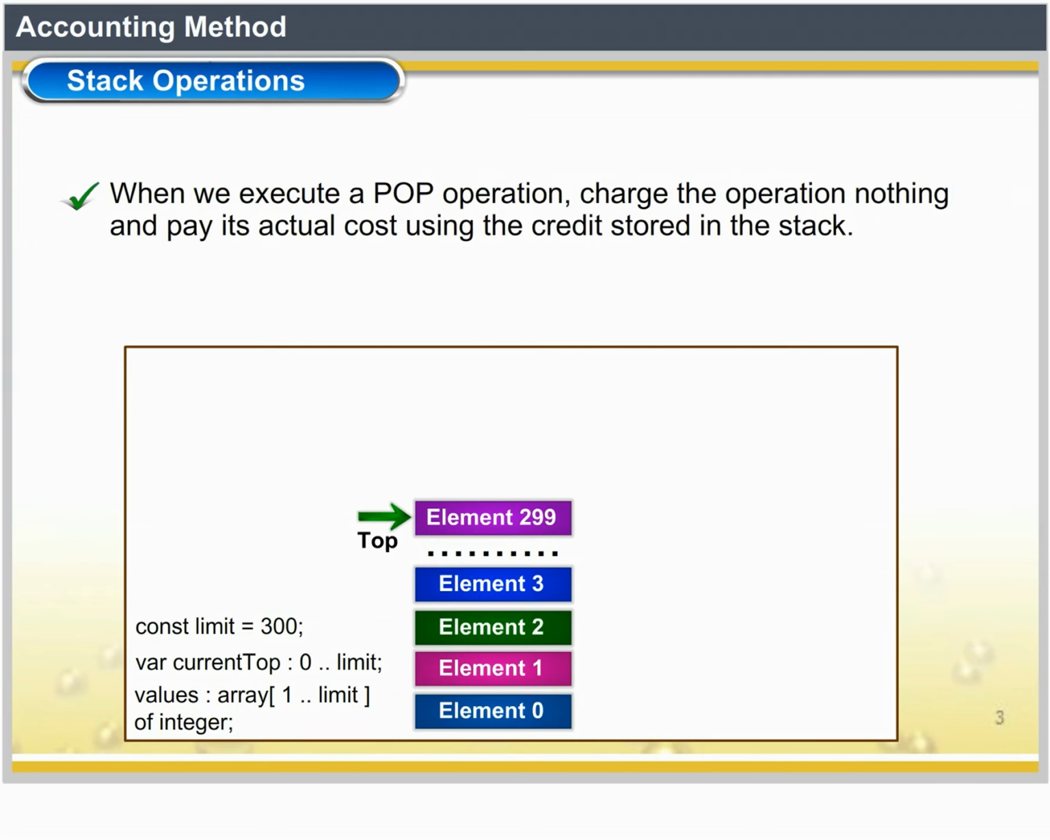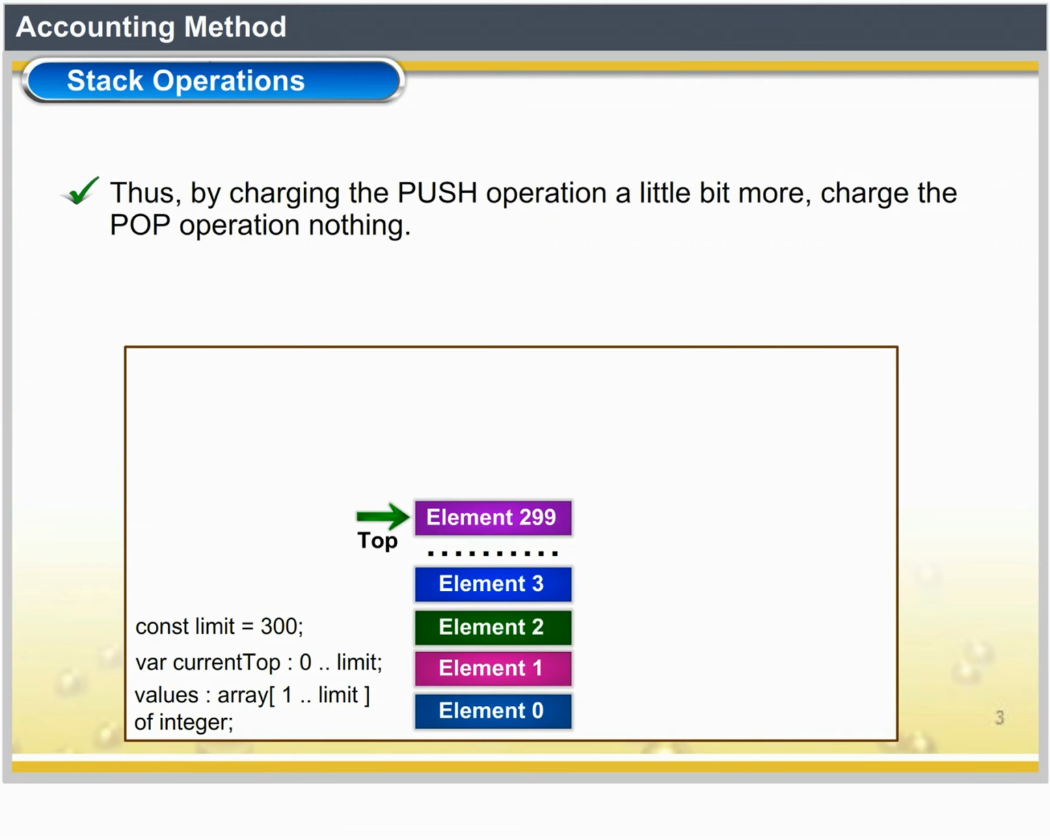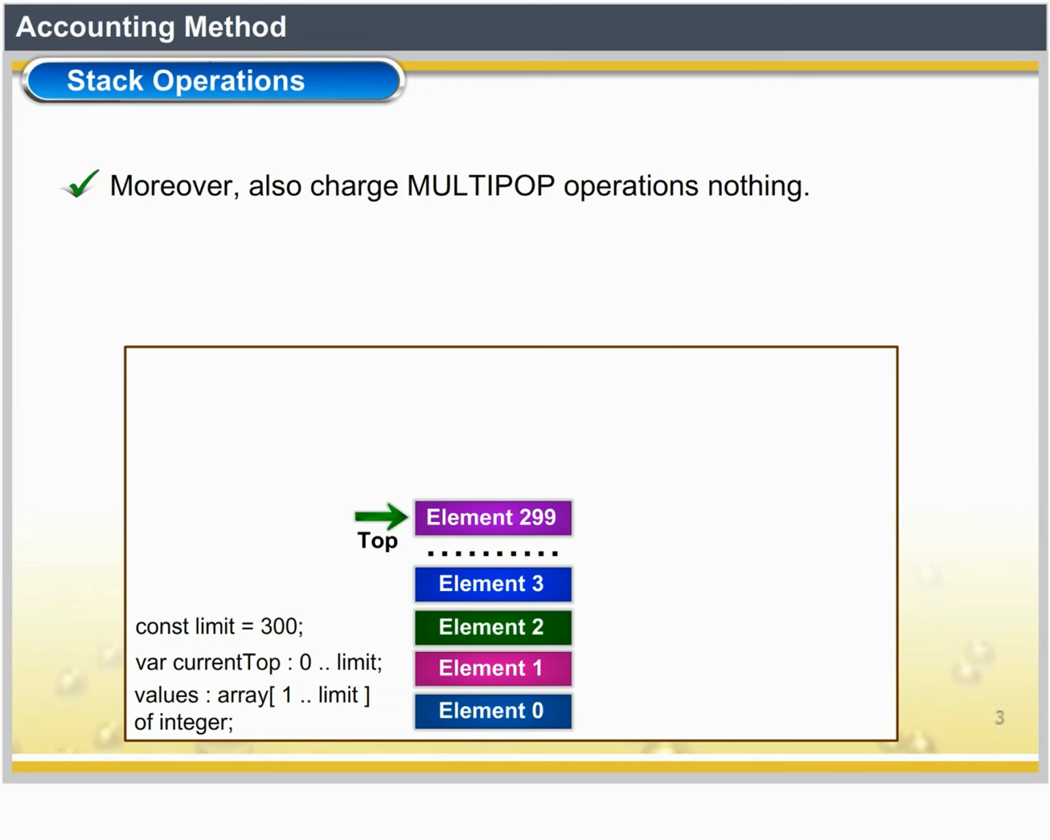When we execute a pop operation, we charge the operation nothing and pay its actual cost using the credit stored on the stack. To pop a plate, we take the dollar of credit off the plate and use it to pay the actual cost of the operation. Thus, by charging the push operation a little bit more, we charge the pop operation nothing. Moreover, we also charge multi-pop operations nothing.